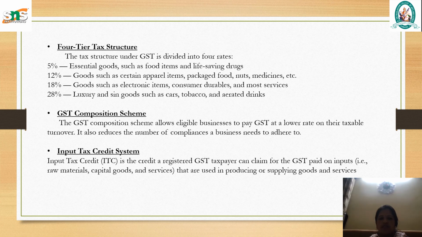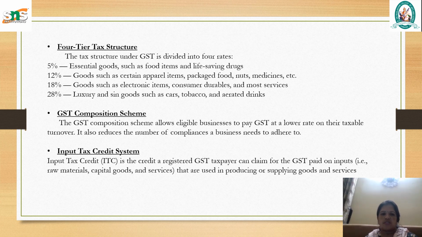First, we are going to see about the four-tier tax structure. In this structure, 5% is made for essential goods such as food items and life-saving drugs. 12% for goods such as certain apparel items, packaged food, nuts and medicine, etc. 18% for goods such as electronic items, consumer durables, and most services. 28% for luxury and sin goods such as cars, tobacco, and aerated drinks.